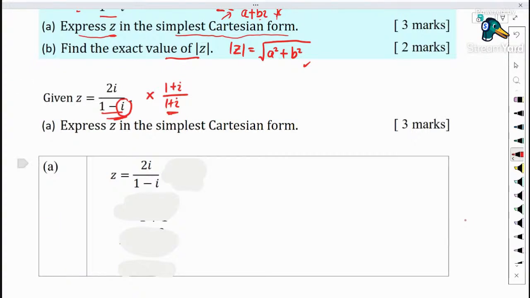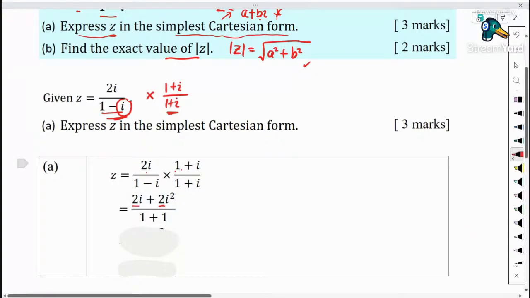You find out that multiplying 1 plus i top and bottom, you will have the result as follows: 2 multiply 1, 2i multiply 1, 2i multiply with i, we have 2i squared behind, 2i in front, 2i, 2i squared. Bottom, we have the conjugate pair multiplying each other, and the result is 1 plus 1.